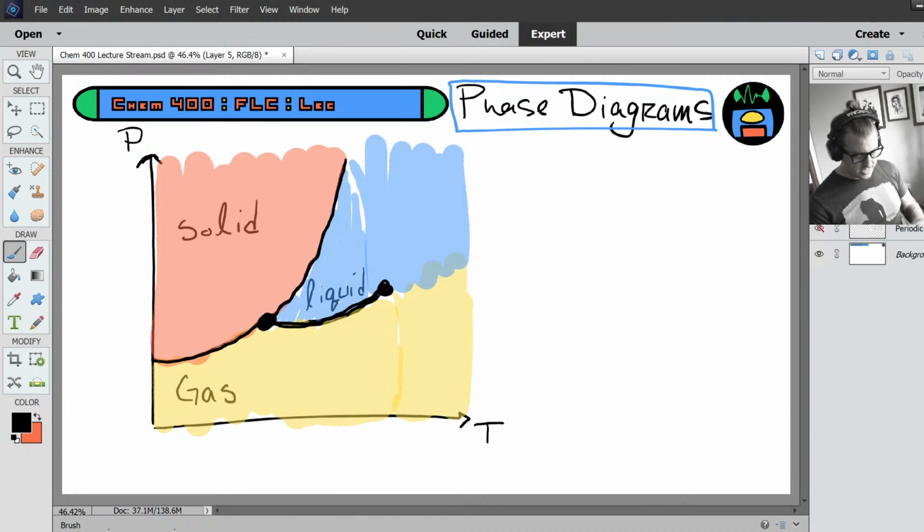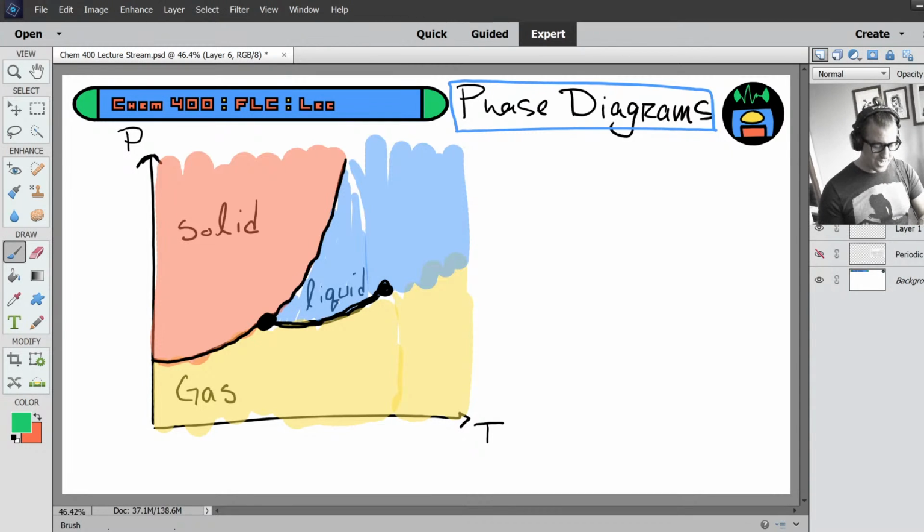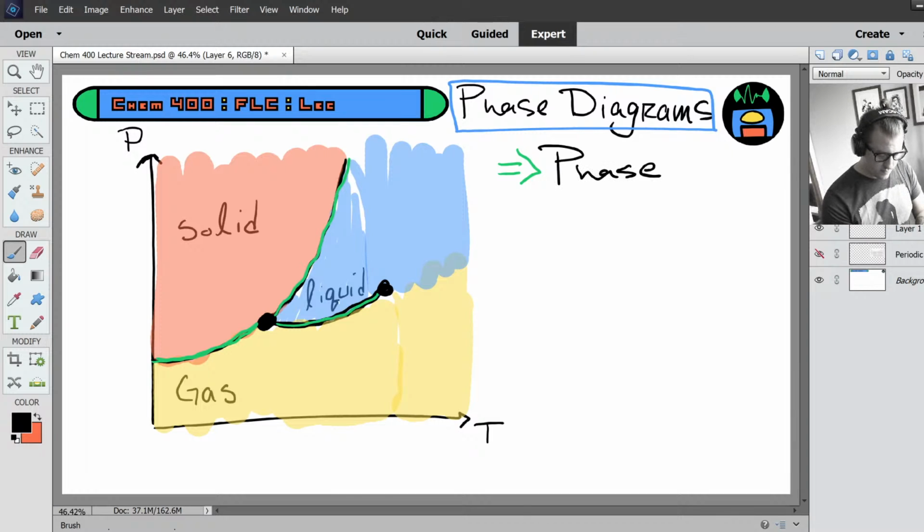Now, let's talk about these bold lines, all right? These lines right here. Let's open up a new page. So let's talk about the borders in between the solids, liquids, and gases, all right? These regions right in here all represent phase transitions. All right, so these are phase transitions. Running out of room.